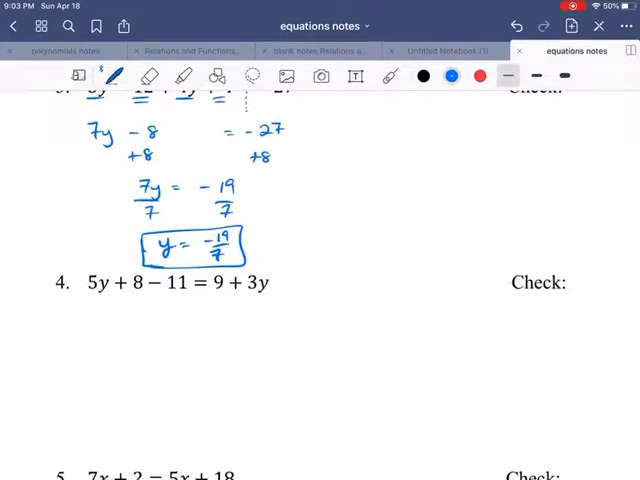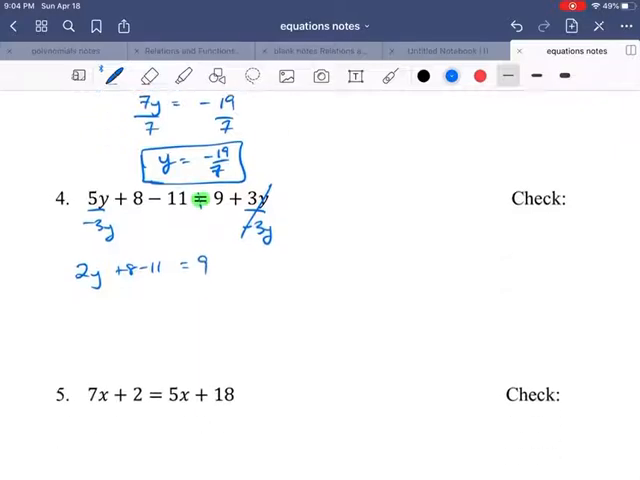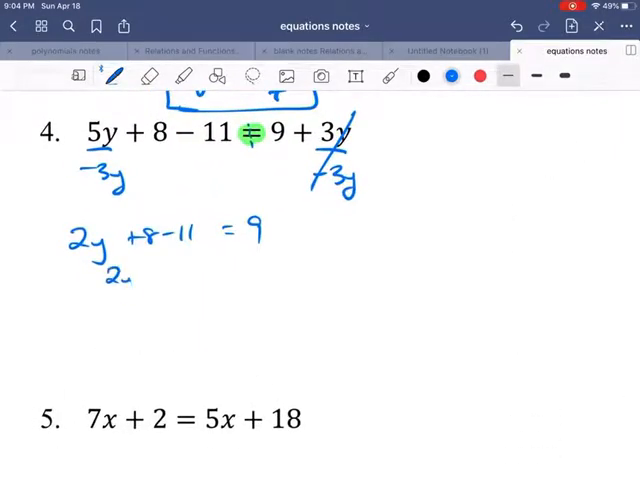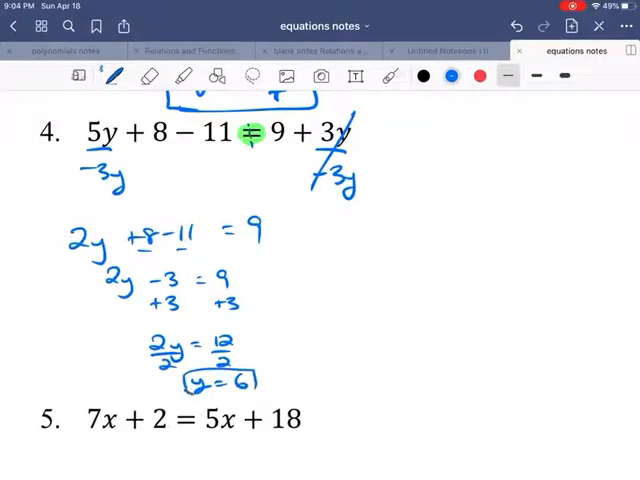Number 4 here, the equal sign, just highlight it there. We have 5y on the left side and 3y on the right side. Now 3y is less, so let's eliminate the 3y. So you end up with 2y plus 8 minus 11 equaling 9. Now we can combine some like terms here. Positive 8, negative 11 give us negative 3. So add 3 to each side. 2y equals 12. And if you divide by 2, y equals 6.